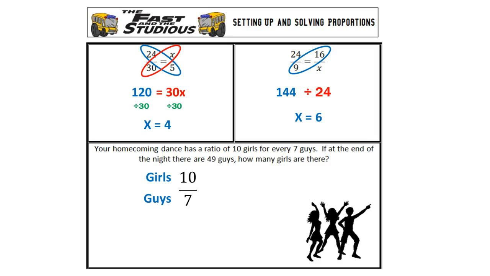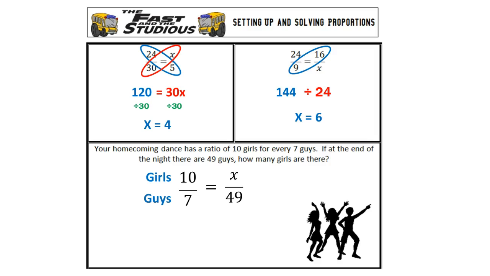My original ratio of 10 girls for every 7 guys has girls in the numerator, guys in the denominator. So I'm going to keep that same organization. So 49 is going to go in my denominator. This way, 7 and 49 both represent guys. 10 and an unknown both represent girls.